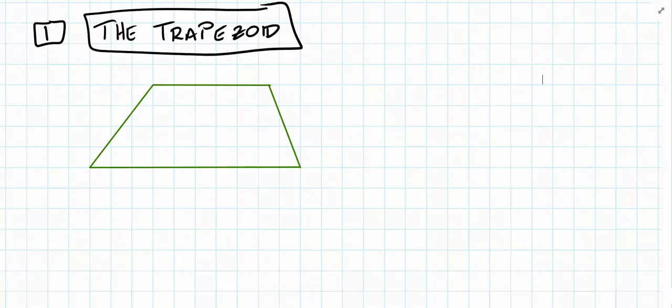Here we go. Let's talk about the trapezoid. So here I have a trapezoid. Is this an isosceles trapezoid? Yes or no? No. How do you know it's not an isosceles trapezoid, Elijah? Elijah, how do you know this is not an isosceles trapezoid?